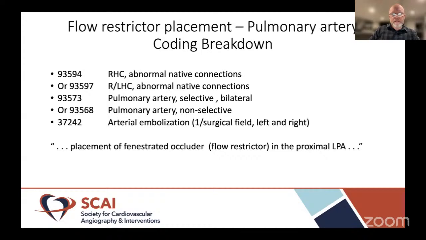So say something in the narration of your text like placement of a fenestrated occluder device (parentheses, or flow restrictor). Use both, occluder because it's an embolization, and then however you want to word it, flow restrictor in the proximal pulmonary artery. In doing so, you make it a little bit easier to substantiate your use of this code for arterial embolization.